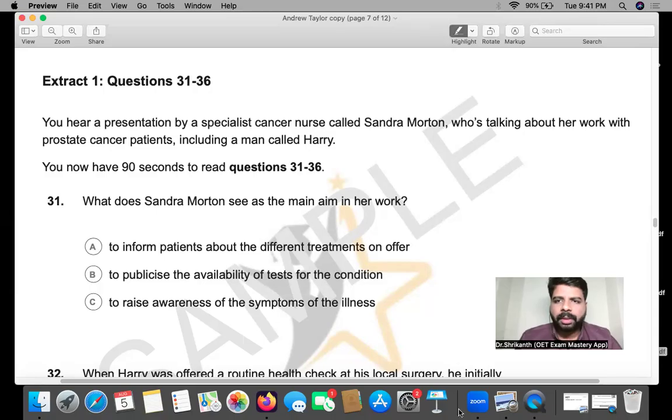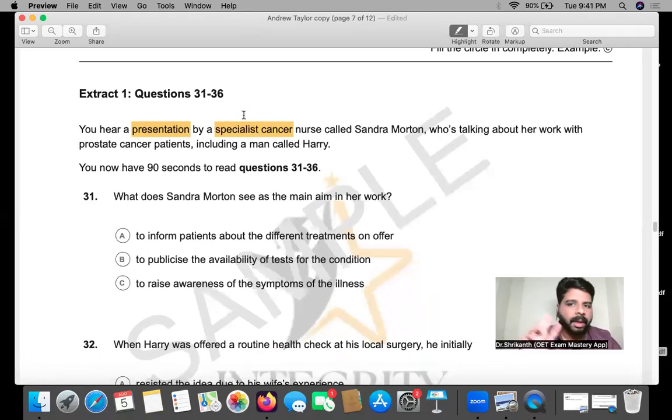So here, what is our extract over here? It is a presentation. You hear a presentation by a specialist cancer nurse called Sandra Morton. So this is a presentation, which means just one person will be speaking. You will not be hearing a second voice. She talks about her work with prostate cancer patients, including a man called Harry.